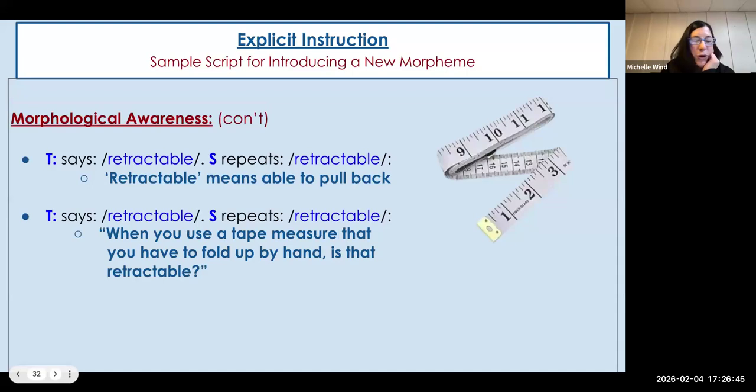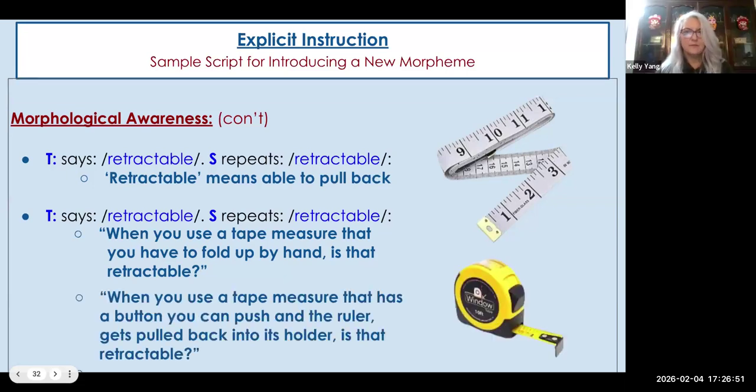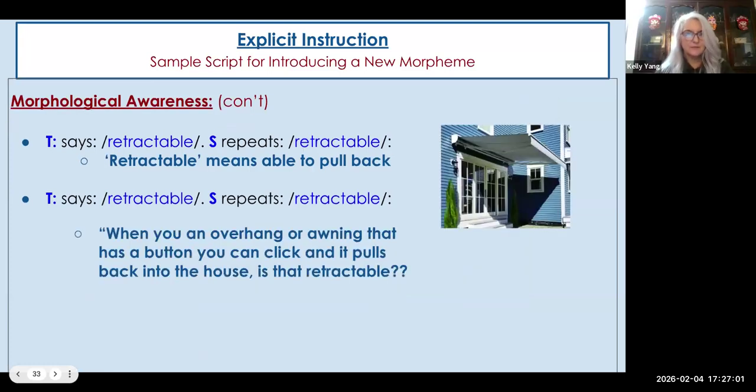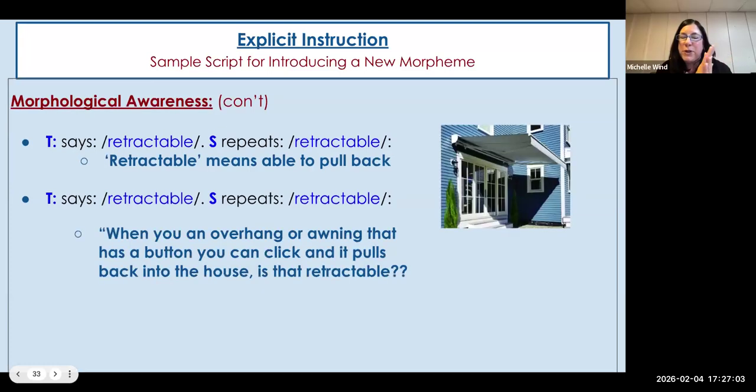Retractable. When you use a tape measure that you have to fold up by hand, is that retractable? No. When you have a tape measure that you can push a button and it gets pulled back into the holder, is that retractable? Yes. And this is just giving a few real life examples. And obviously the photographs or the images are helpful to solidify meaning.